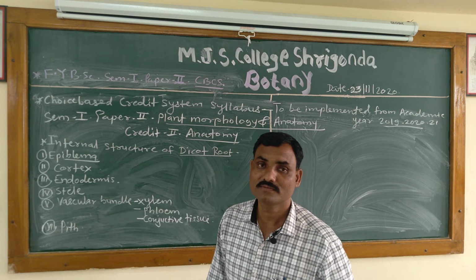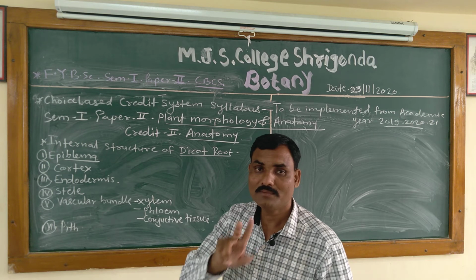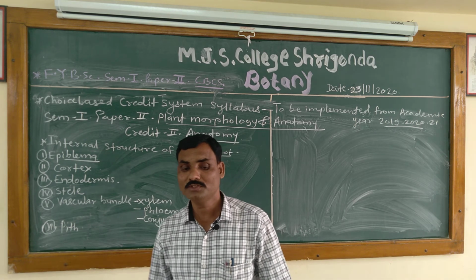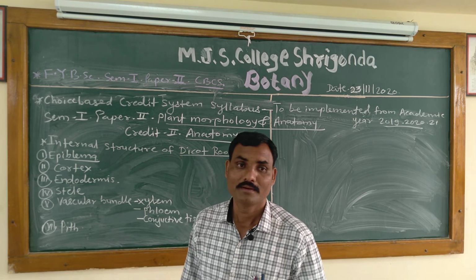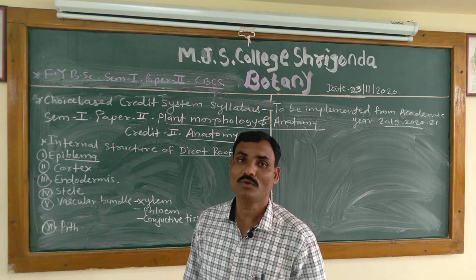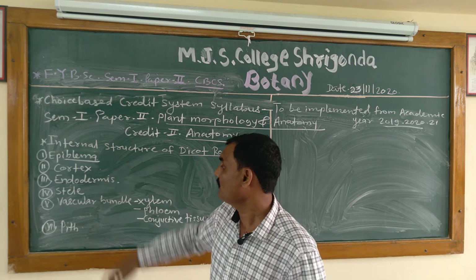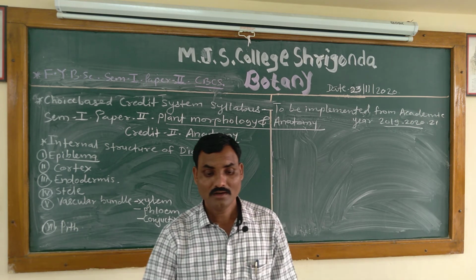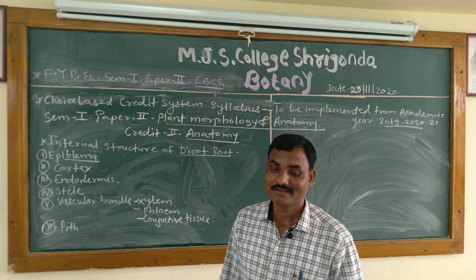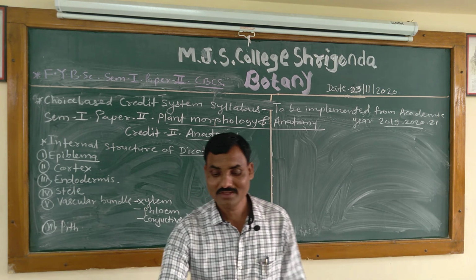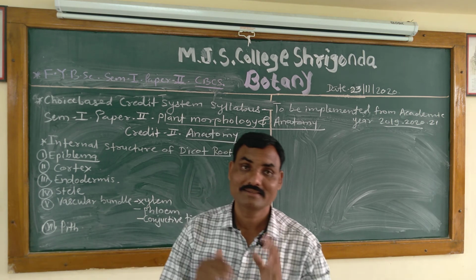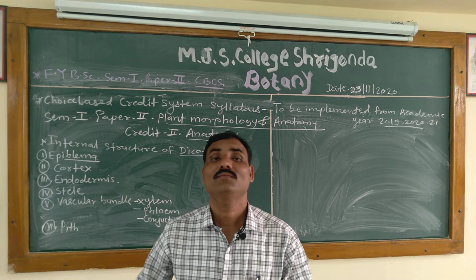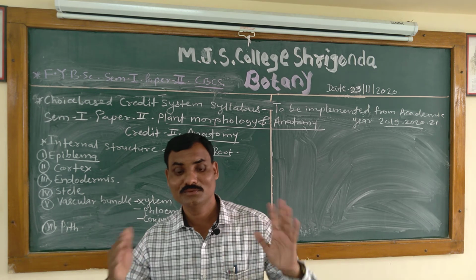In that cortex, we know that there are two shapes of cells. One is an oval shape cell and another is a circular shape. Then endodermis, what about endodermis? In that endodermis, we know that there is a stele. And what about stele? Stele is tetrarch, means there are 4 xylem bundles and 4 phloem bundles, and they are alternate with each other.